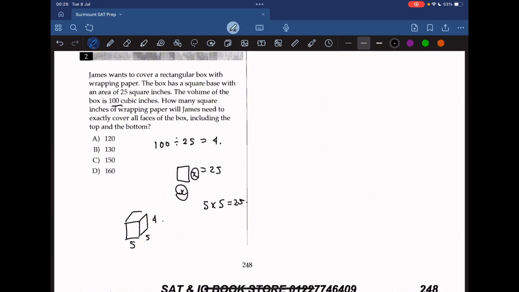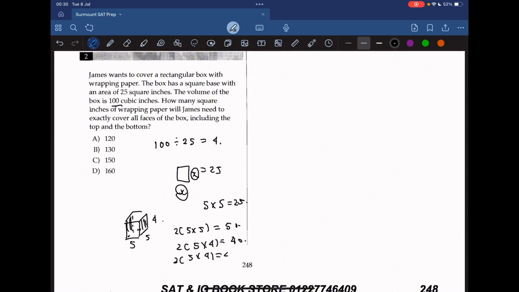So this is the dimension of the box, and the top and bottom have a surface area. The surface area is 2 times 5 times 5, so 2 of the squares, and that'll give us 50. The front and back instead will have a surface area of 5 times 4, which will give us 20 each. And again, we can do the same for the left and right side.